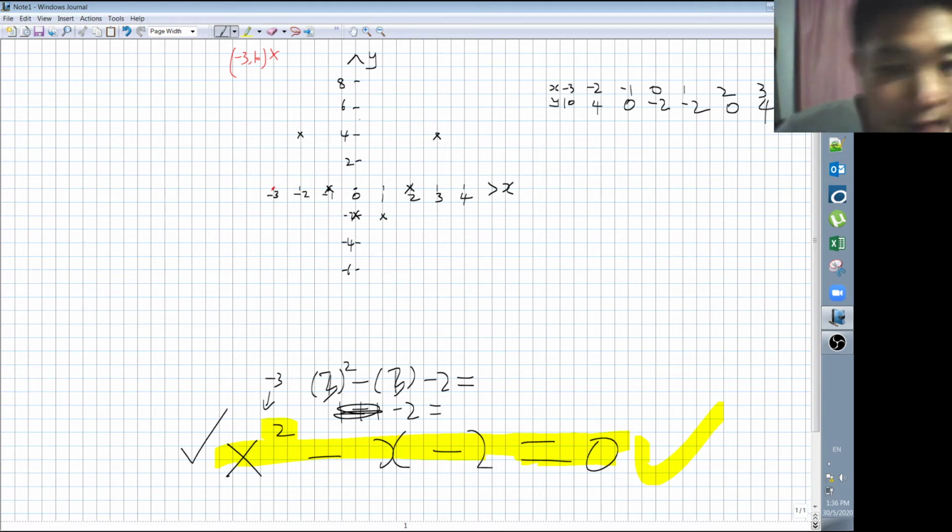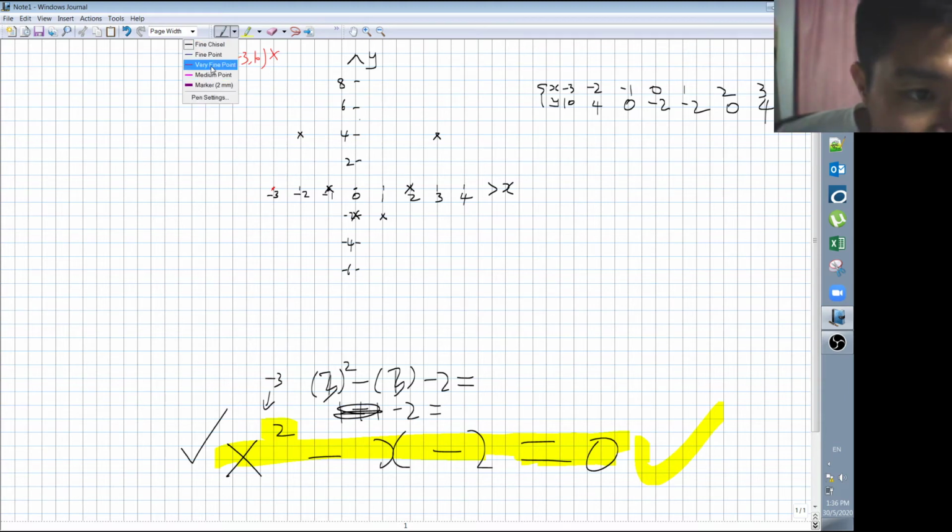So you have plotted all the points with this table of x and y values. What you need to do now is try to link them up. But before I do that, let me change all this to red color so that I can see it distinctively.